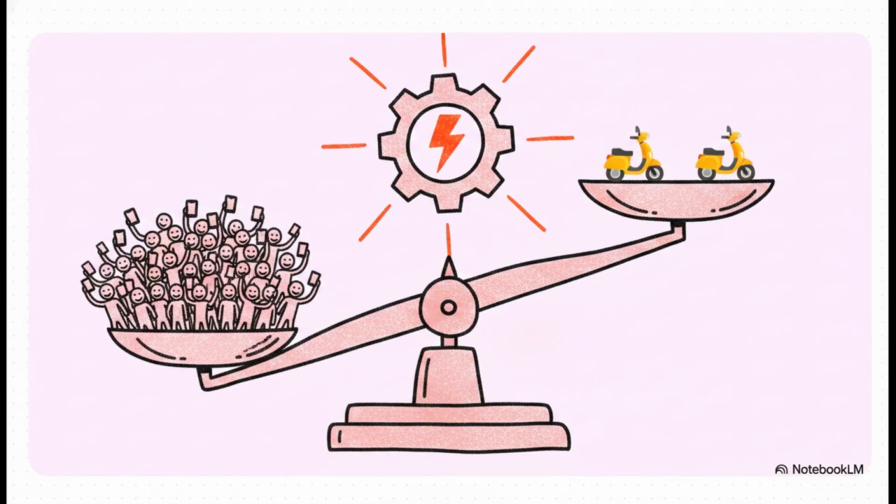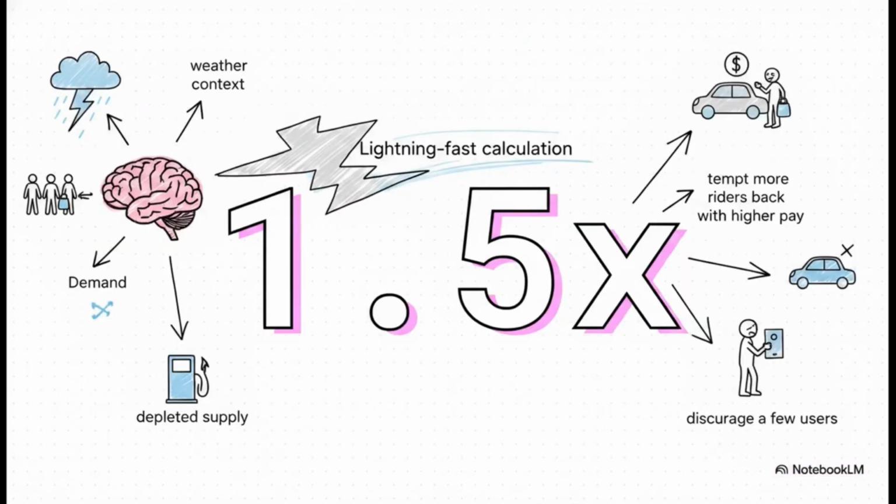Let's say PySpark looks at your specific geohash and sees 500 hungry people repeatedly refreshing their screens, but only 10 active riders available. That massive, unsustainable imbalance instantly triggers a highly complex machine learning model known as the surge pricing engine. The brain runs a lightning-fast calculation on that overwhelming demand, the depleted supply, and the weather context to find the perfect price multiplier, say a 1.5x surge.